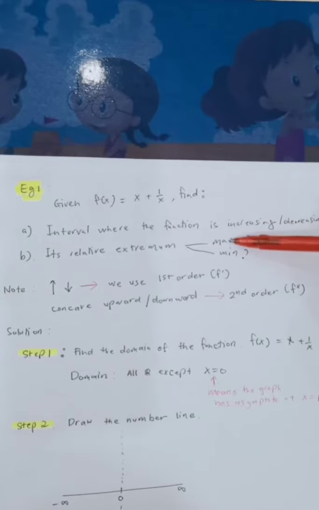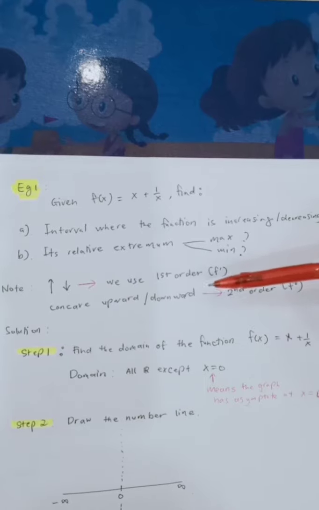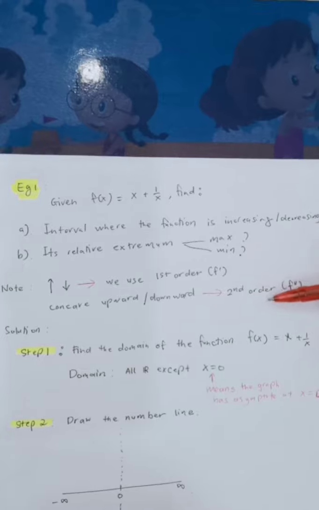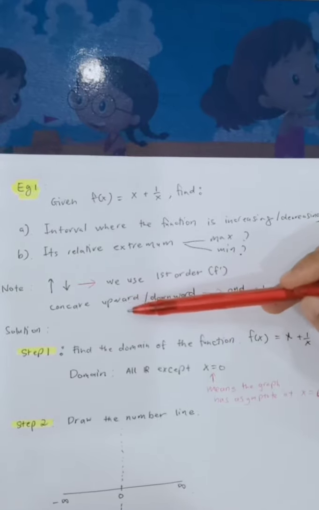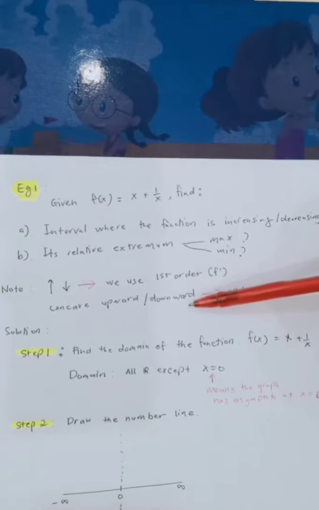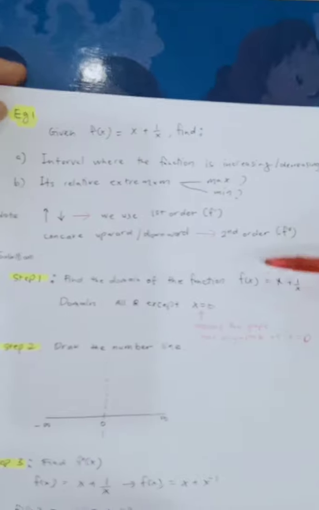It means that you have to find the maximum and minimum. How can we find them? We have to use the first order derivatives. If we use second order derivatives, it means we find the concave upward and downward. This is topic 2.14 if I'm not mistaken. Here we have some steps. You have to remember the steps.